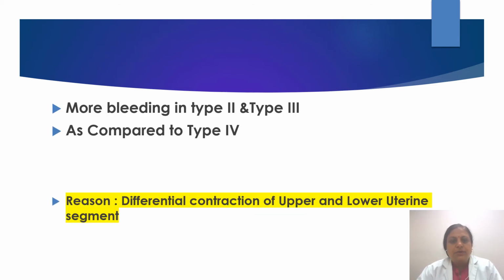There is more bleeding in type 2 and type 3 as compared to type 4. The reason is there is differential contraction of the upper and the lower uterine segment in type 2 and type 3 varieties of placenta previa.